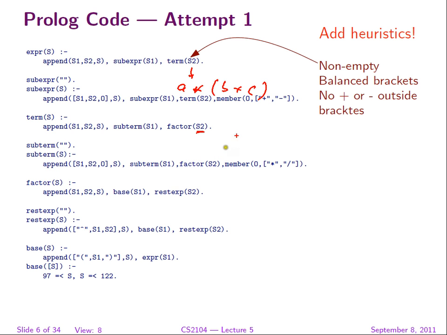So factor will be how, right? Again, it must be non-empty, must have balanced brackets, and what should not appear outside brackets? What kind of operators should not appear in factor? Louder. Division and multiplication, right? So this will have no star or division. And the same should be for base, right? Base, again, should not be empty. Must have balanced brackets. And what operator should not appear inside the base?